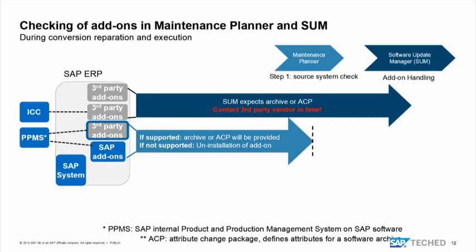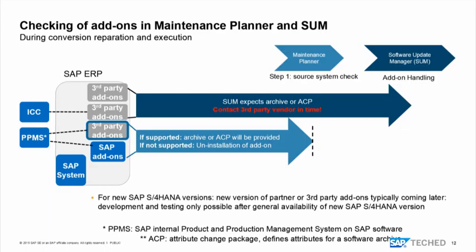And that means the maintenance planner will not stop the planning if there are add-ons from partners, but it will tell you, you have to take care, because later when you start the software update manager, it's time to have everything available. And if you then realize, ooh, there's this partner add-on, I don't know why we installed it, I don't know if this partner is still existing, you have an issue and it's late in time, so better check this beforehand.